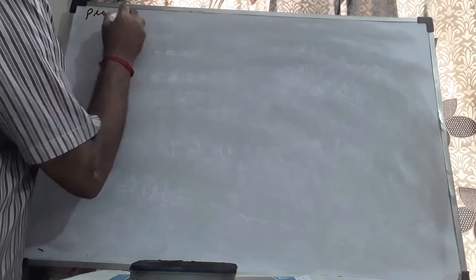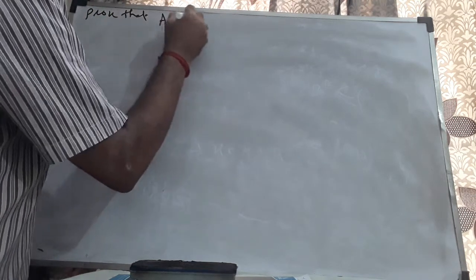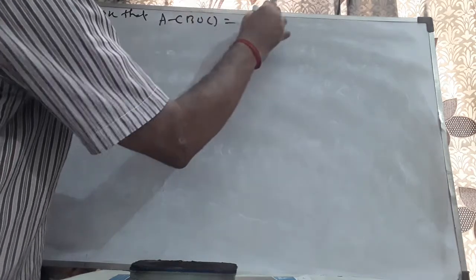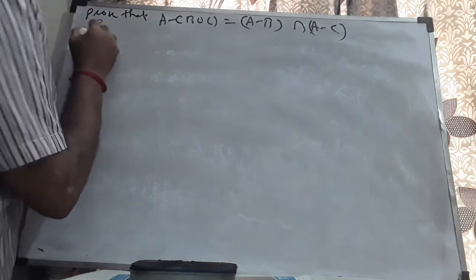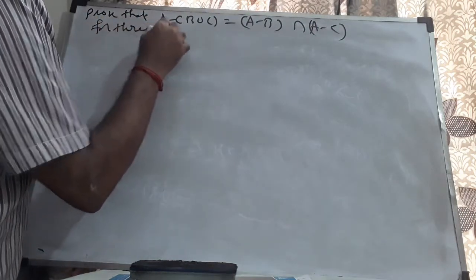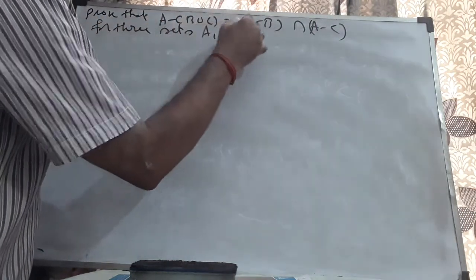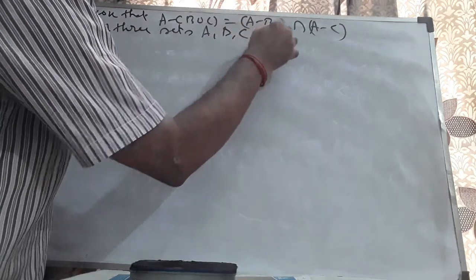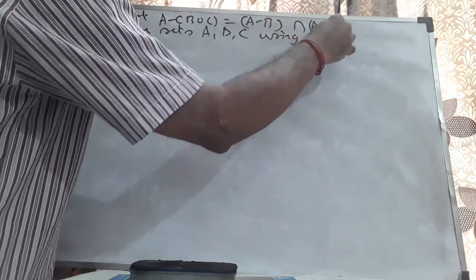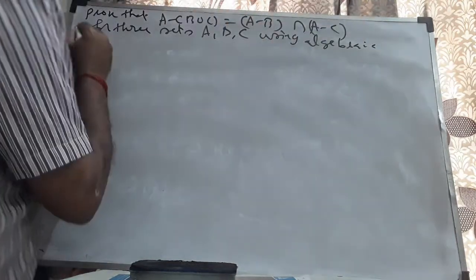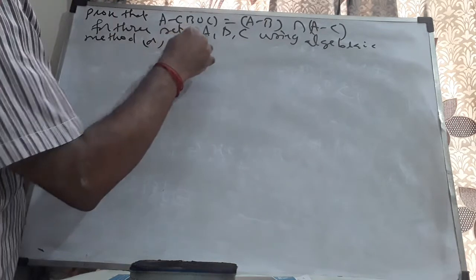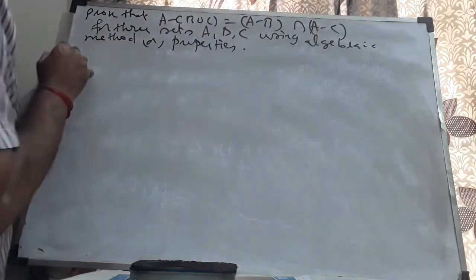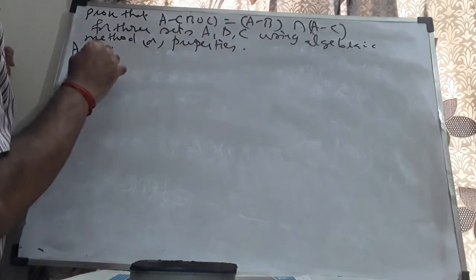Okay, the first result goes like this. Prove that A minus B union C is equal to A minus B intersection A minus C for three sets A, B, C, using algebraic method or properties. Either way, you might have seen it already using Venn diagram.